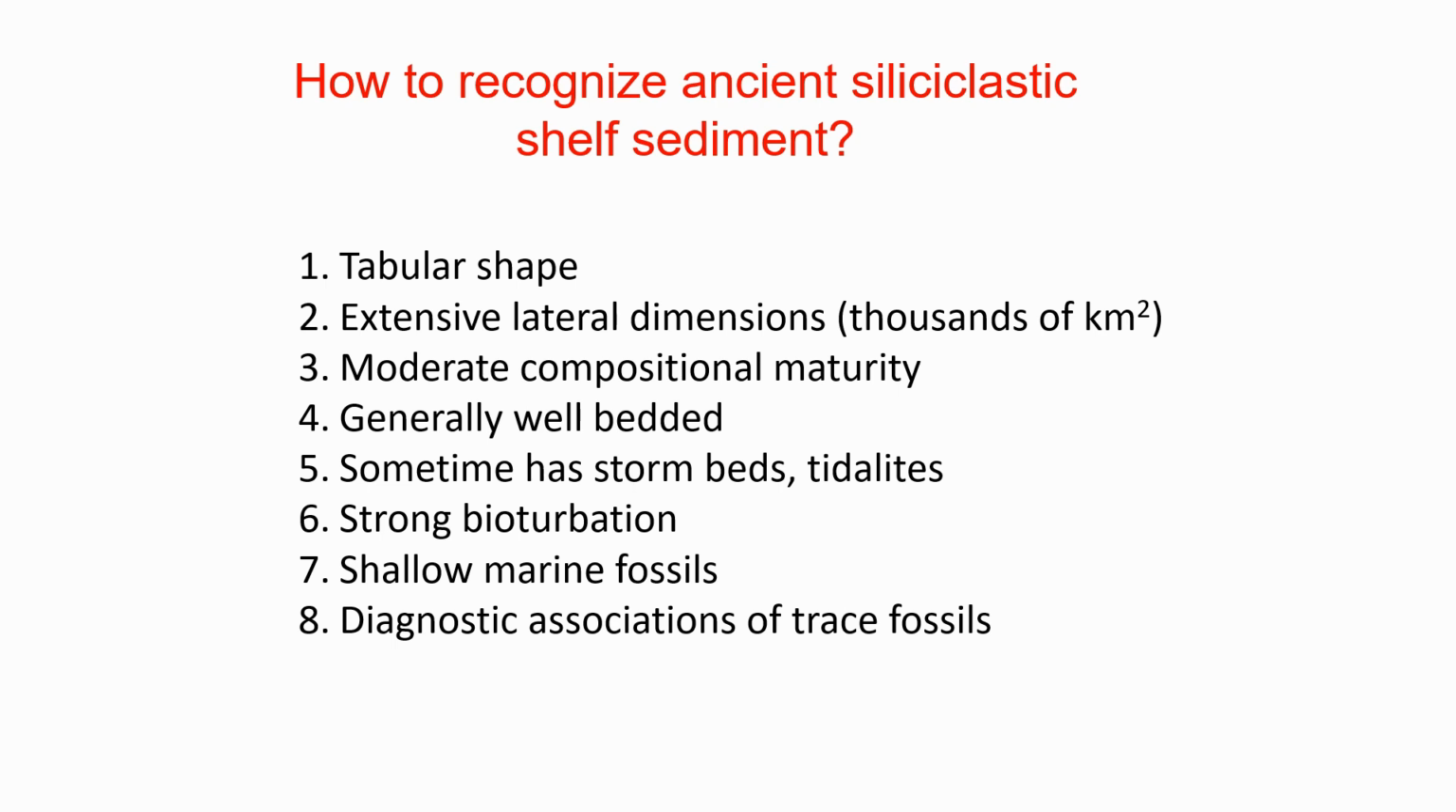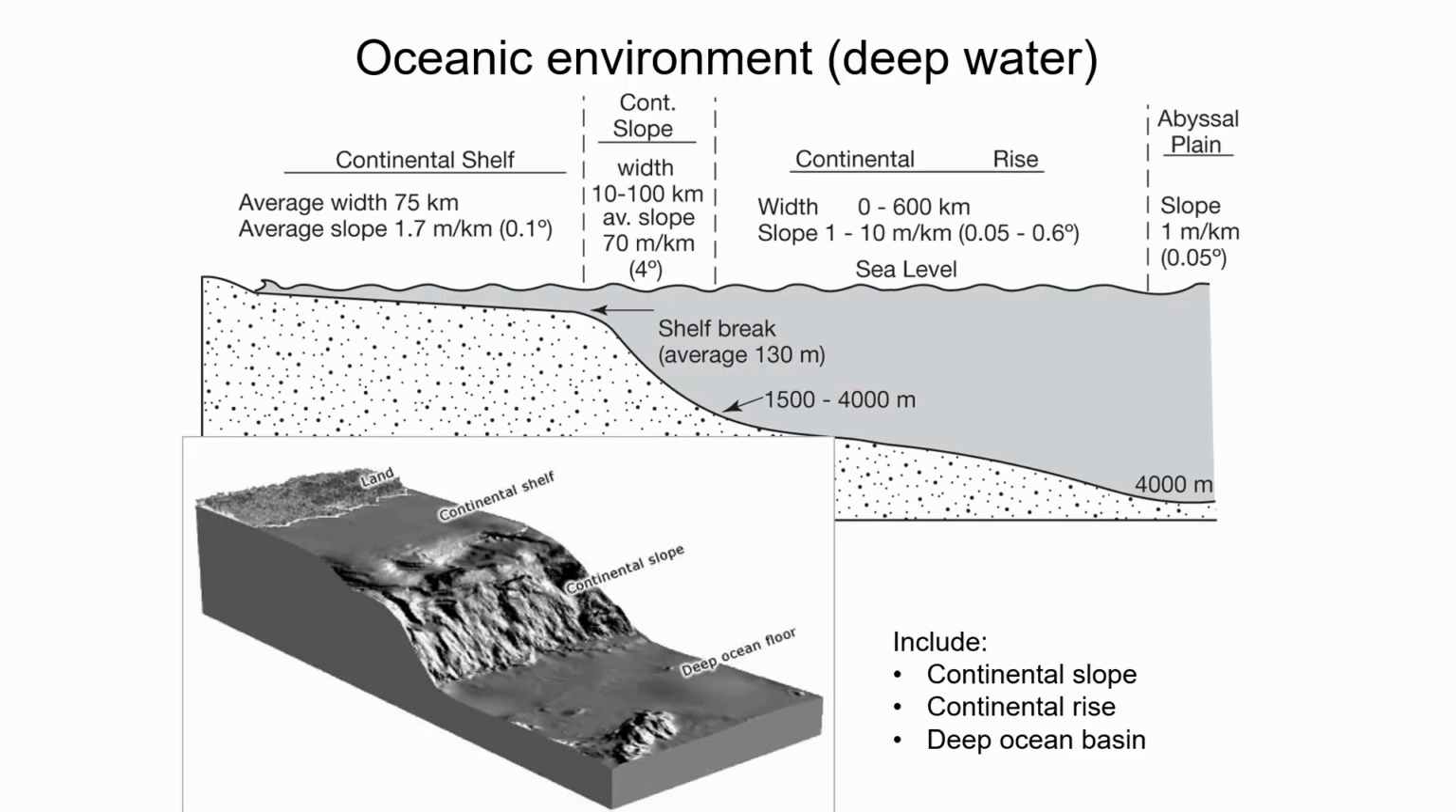So, to ultimately diagnose a continental shelf deposit, the strongest evidence is the marine fossils and the trace fossils. Those are the two diagnostic features that can tell us the water depth of the depositional environment. Now the deep marine depositional environment, including the continental slope, continental rise, and the deep marine oceanic floor.